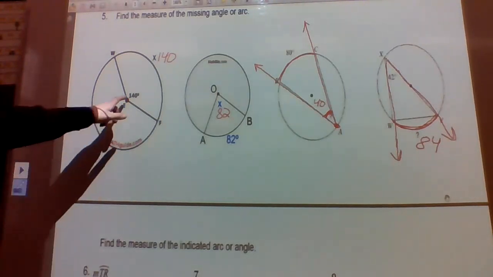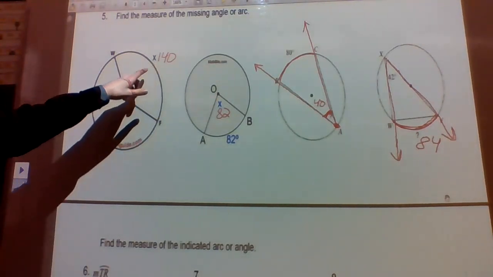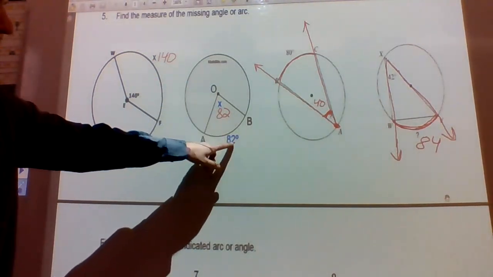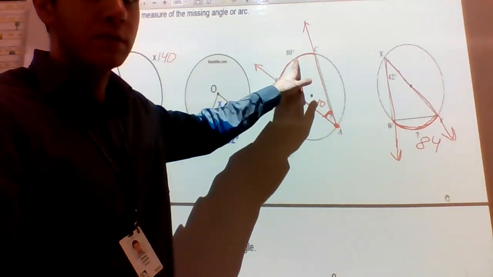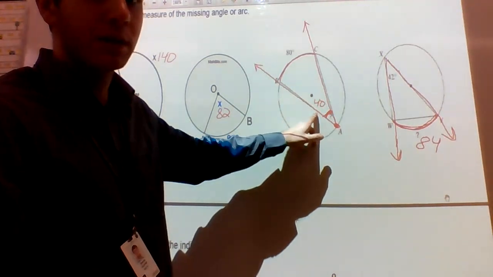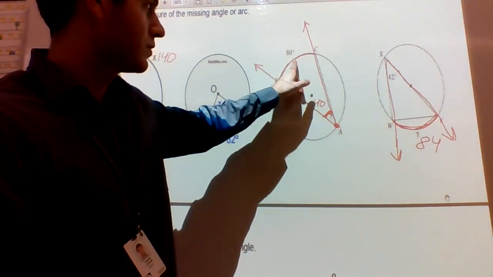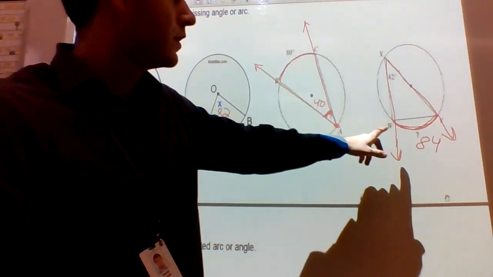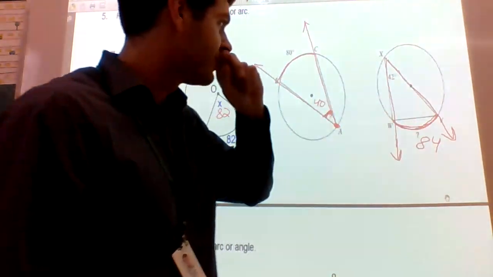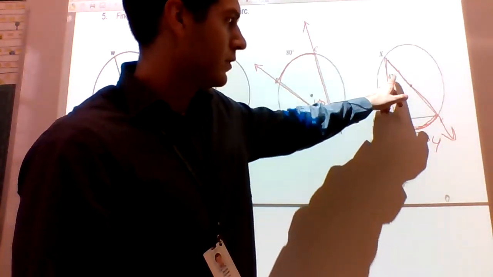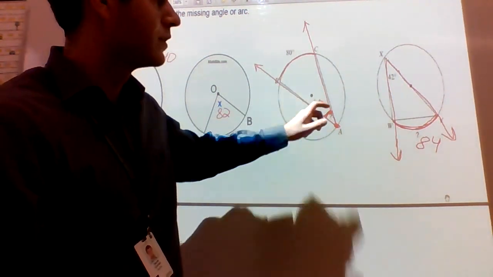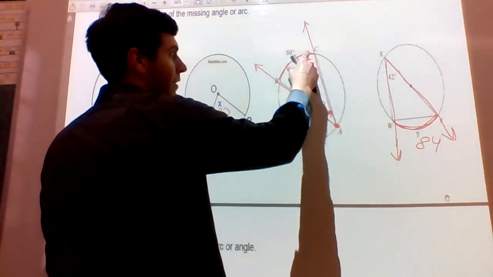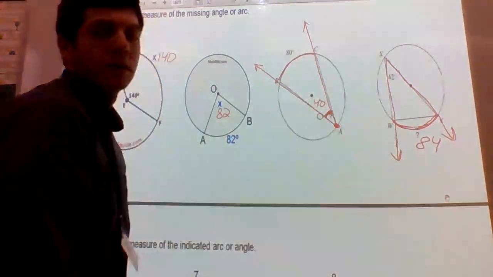So again, the measure of the central angle equals the measure of the arc. Here we have an inscribed angle, so we have to double it to get the arc. We double the measure of the inscribed angle to get the measure of the intercepted arc. Here we are given the angle, we double it to get 84. We are given the arc, we divide by 2 to get 40. So the inscribed angle is half of the arc, and the arc is double the angle.